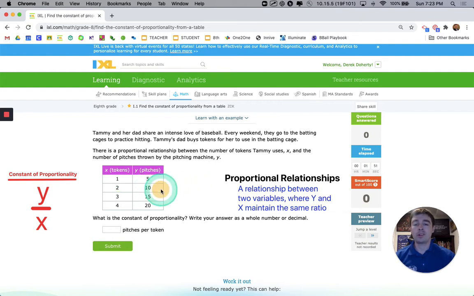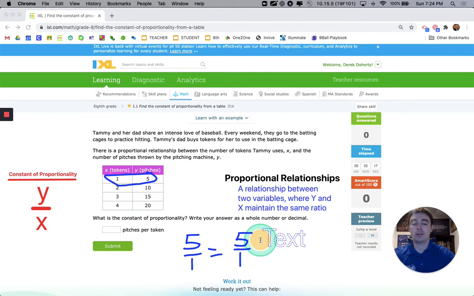And when we have a proportional relationship, that means y divided by x at any single point is going to ultimately give us the same ratio. So in blue, I'm going to take this first one. We have 5 to 1. And if I were to do 5 divided by 1, 5 pitches for every token, then that doesn't really have to simplify at all. That means that stays at a ratio of 5 pitches for every 1 token. So go ahead and say 5 pitches for every 1 token. And that's all this 5 to 1 ratio here means, is that for every token she gets 5 pitches.